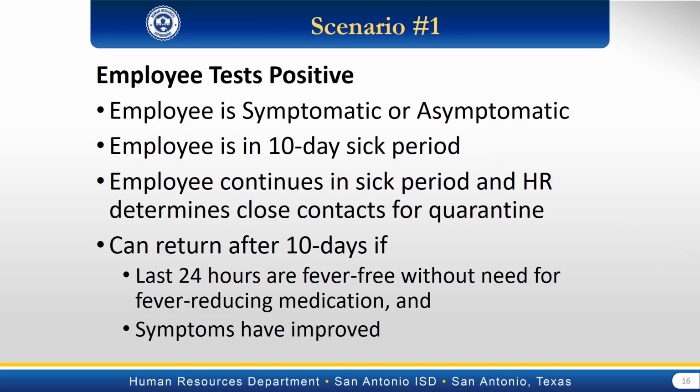In scenario one, if the employee tests positive, whether the employee is symptomatic or asymptomatic, the employee will be in a 10-day sick period. The employee will continue in that sick period, and HR will determine close contacts for quarantining purposes. The employee may return to work after 10 days if symptoms have improved and the last 24 hours are fever-free without the need for fever-reducing medication.